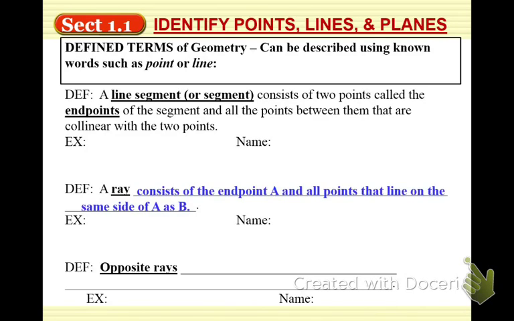A ray consists of the endpoint of a segment and all the points that lie on the same side of a second point. And I'll show you what I mean. The difference between a line segment and a ray: a line segment will cut both ends off of a line so that we can have an actual length to measure. A ray will just cut off one side of a line. So a ray will still extend in one direction forever, making it very difficult to measure.